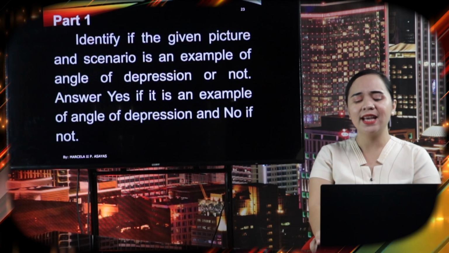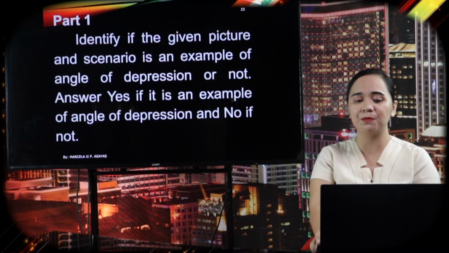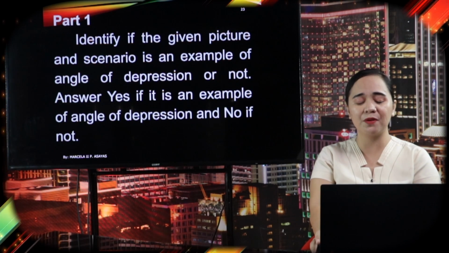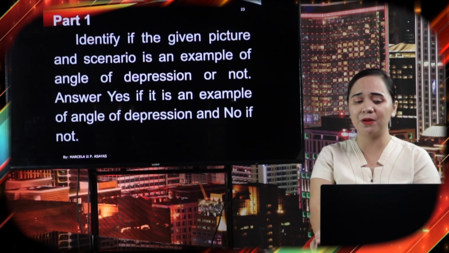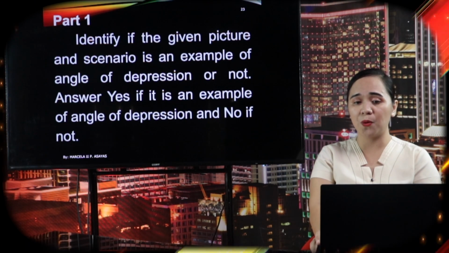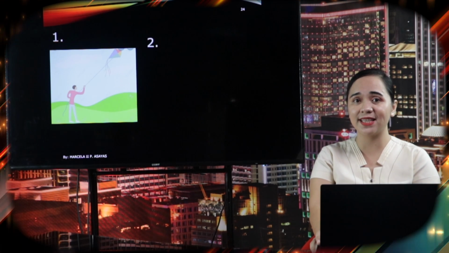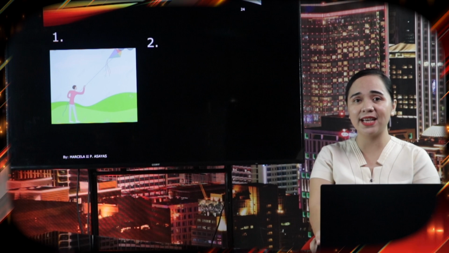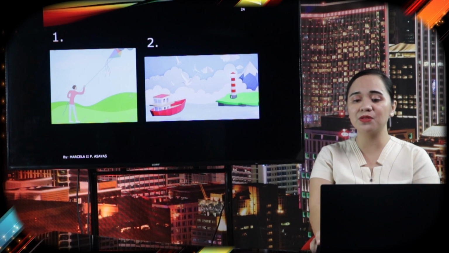Part 1. Identify from the given scenarios whether the example is an angle of depression or not. Answer yes if it is an example of an angle of depression and no if not. First scenario: a boy looking at his flying kite. Number 2: lighthouse to the boat on the sea.